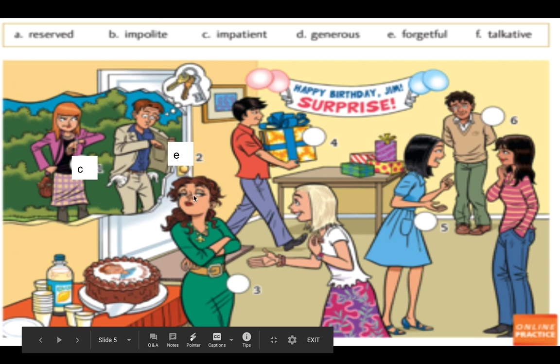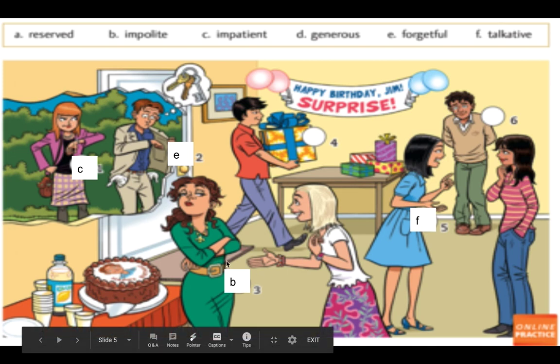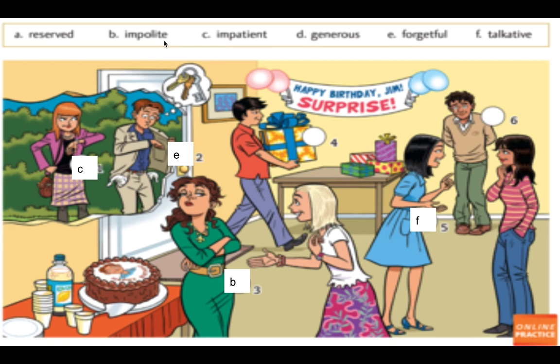Her nose is up. Her friend is talking, but she is very impolite. She is very impolite. So polite is like kind. When someone is talking to you and you use polite words, if you say please, thank you. But she is very impolite, very rude.